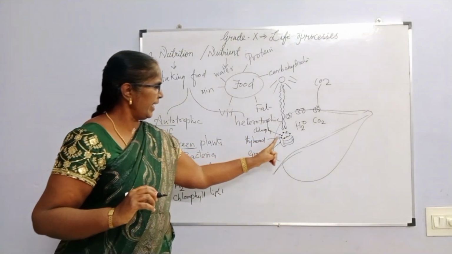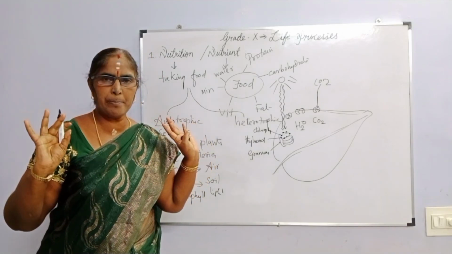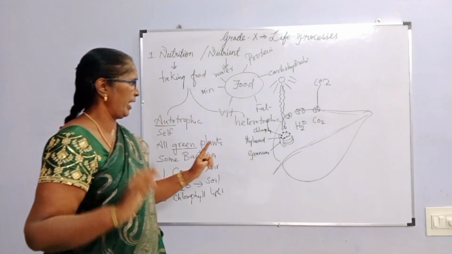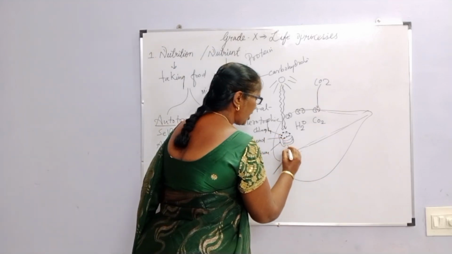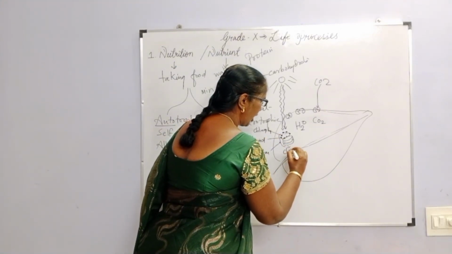So, sunlight is ready, chlorophyll is ready. So, how can it prepare its own food material? Now, we have to see it. It will be absorbing light energy. This light energy changes into chemical energy.